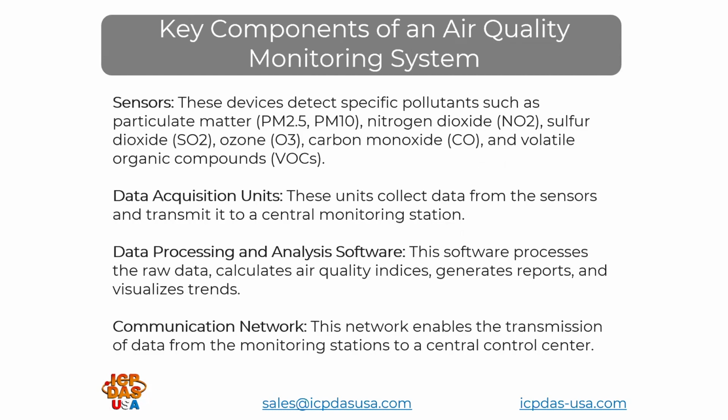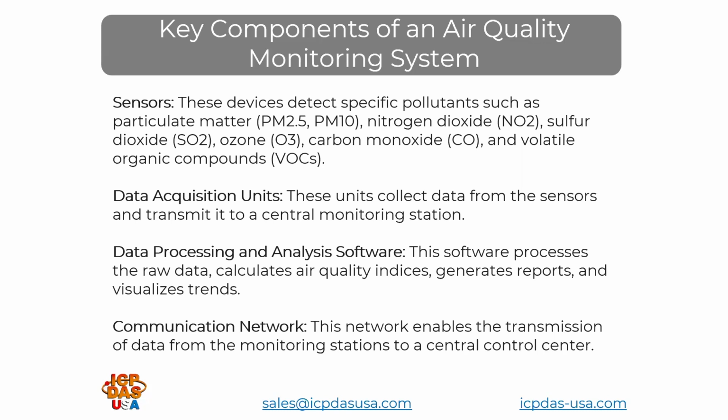An air quality monitoring system consists of several key components, each with a specific function. Sensors play a crucial role, with particulate matter sensors detecting fine and coarse particles that can cause respiratory issues, while gas sensors measure harmful gases like nitrogen dioxide, sulfur dioxide, ozone, carbon monoxide, and volatile organic compounds. Meteorological sensors monitor weather conditions such as temperature, humidity, wind speed, and direction to understand how they influence air pollution.